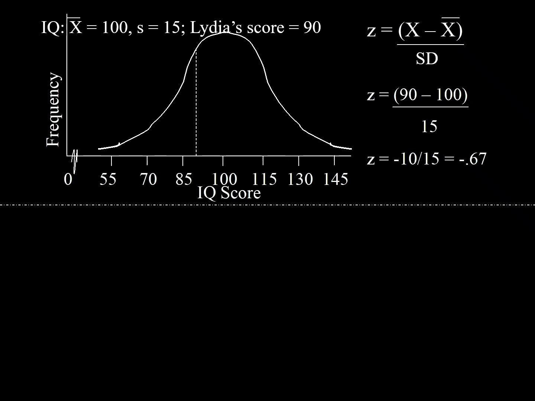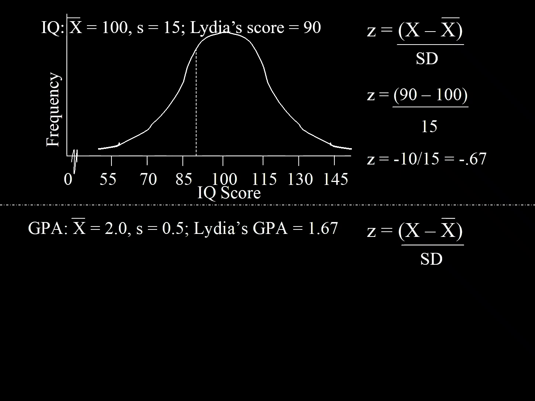So she's in the bottom of the IQ score, but there are people that definitely scored worse than her. Her GPA, remember, now again, in this case, GPA can vary from university to university, class to class, but we actually get the GPA average for this university, and it turns out to be 2.0 with a standard deviation of 0.5. Lydia's GPA was 1.67, and again, we can use this information to calculate. So again, we're using that same equation, and 1.67 minus 2 becomes negative 0.33, divided by 0.5 becomes negative 0.66.